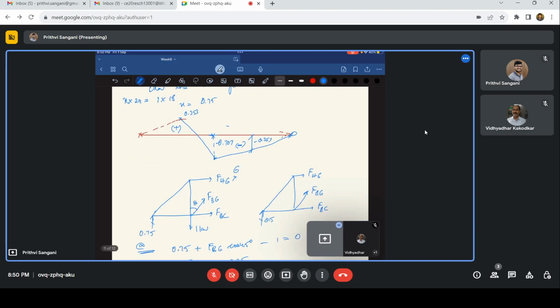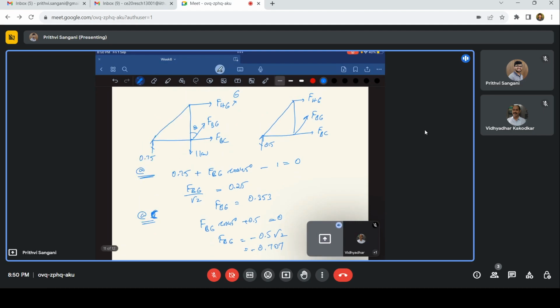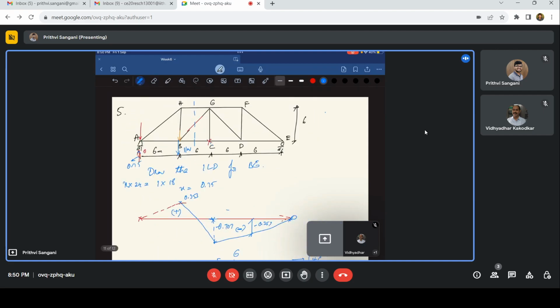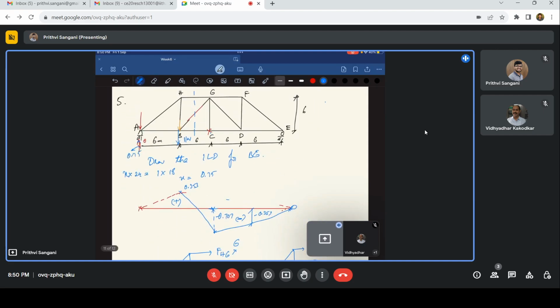So this is about the influence line diagram for a truss member. Similarly, we can also find out the influence line diagrams for various other members of this truss actually, and then we can have a consolidated summary of it.